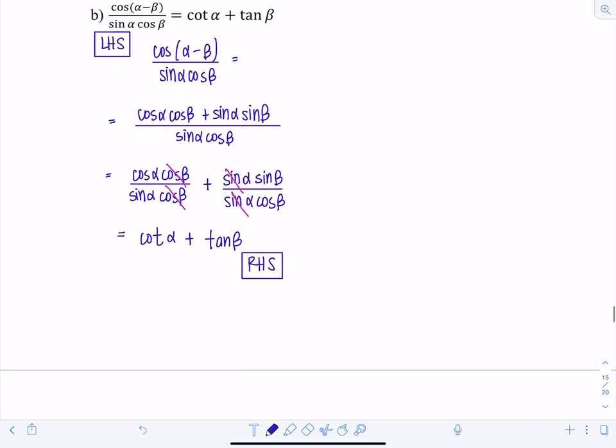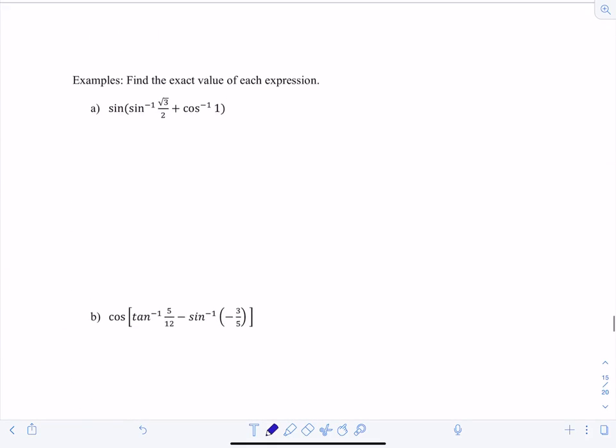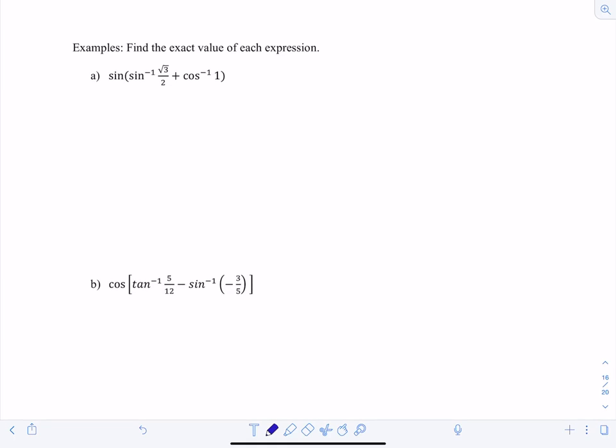All right, now let's go through the following examples. Find the exact value of each expression. So here we have sine inverse of rad 3 over 2 and cosine inverse of 1. I want you to think of each of these inverse trig functions, right, as an angle. So let's label them accordingly. So I'll call this alpha, I'll call this beta. Are we able to identify exactly what alpha and beta are equal to at this step? Well, sine inverse of rad 3 over 2, that's pi over 3. And cosine inverse of 1, that's 0.